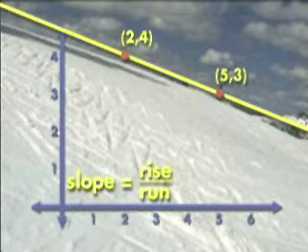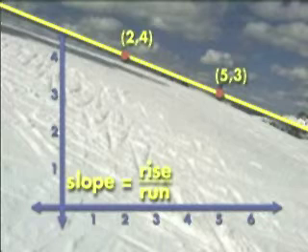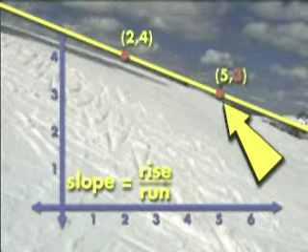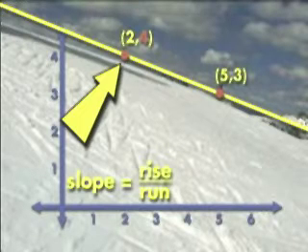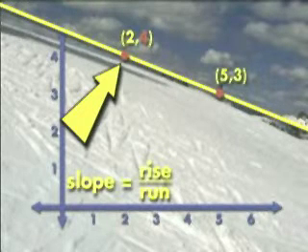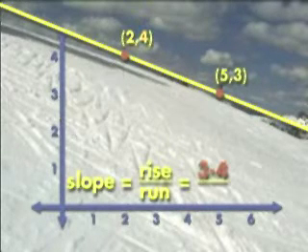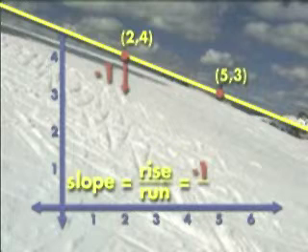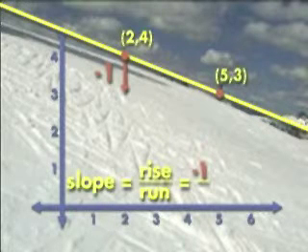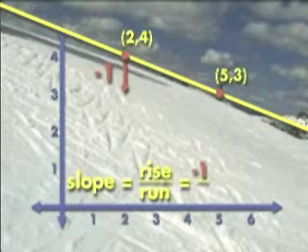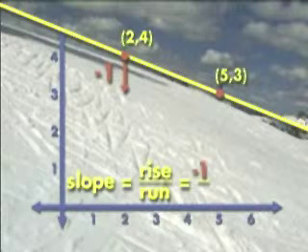We've got the coordinates of 2 points on the line. The y-coordinate of this point is 3, and the y-coordinate of the other point is 4. Subtracting the y-coordinates will give us the vertical change from one point to the other. 3 minus 4 is -1. So -1 is the vertical change, or the rise between the 2 points.